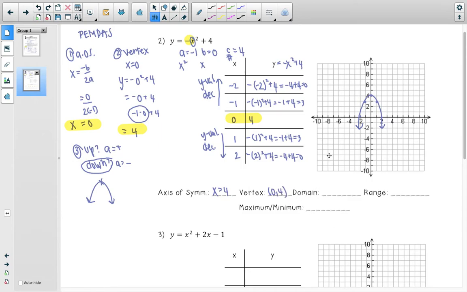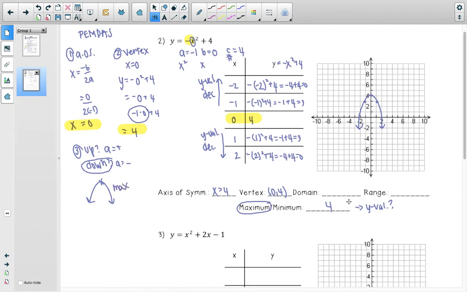And let's just ask the max and min. Does it have a max or a min? Well, it has a maximum, and at what y value? The y value is 4. So if you ever notice, these two answers should be the same. Determining min and max depends on whether it opens up or down. If it opens down, it's going to have a max.